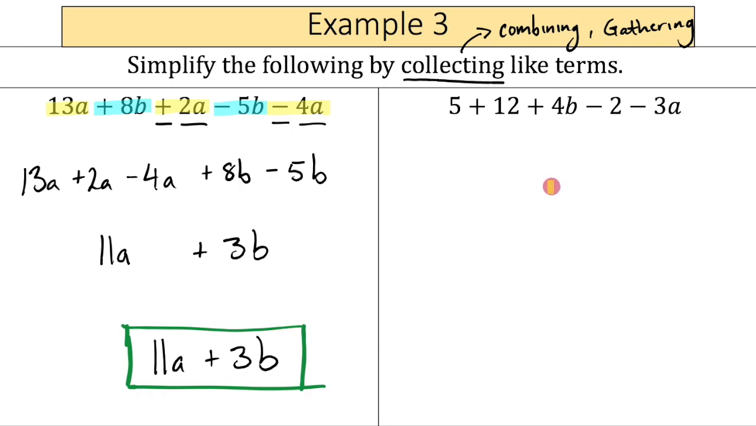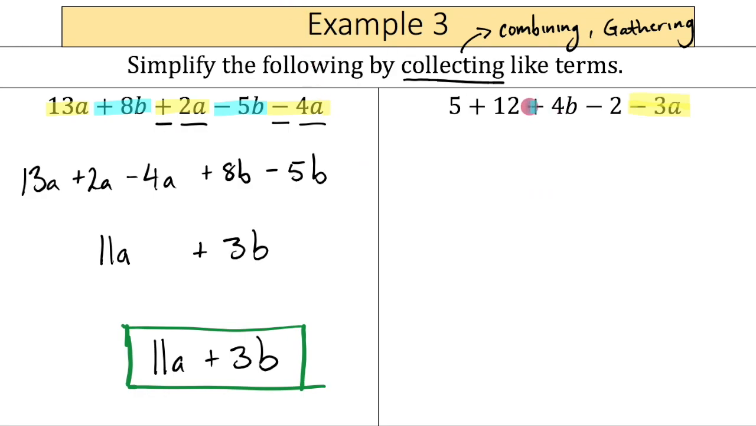Let's now answer this next question together. We have 5 plus 12 plus 4b minus 2 minus 3a. So what I'm trying to do is simplify the following by collecting all the like terms. So let's first identify all the like terms that I have. So I have minus 3a. Does that have any like terms here? Well, it doesn't because I don't have any other terms with the pronumeral a. So that's the only one I have.